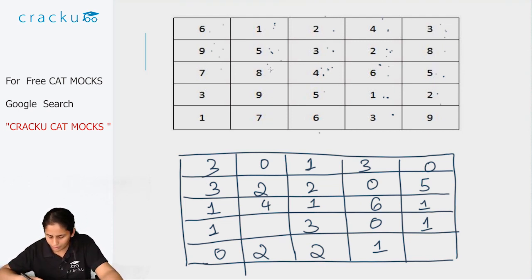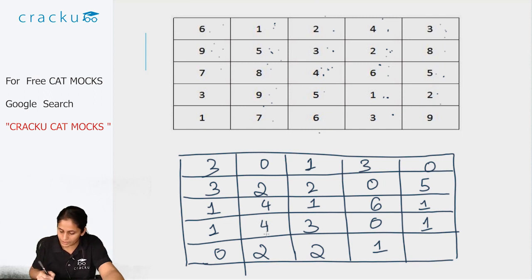Let's go to this 9. So this 9, this 8 can reach it, so 1. This 5 can't reach it. This 5 can reach it, so 2. This 1 can't reach it. This 7 can reach, so 3. And this 3 can reach, so 4. So 4 people can reach that 9.